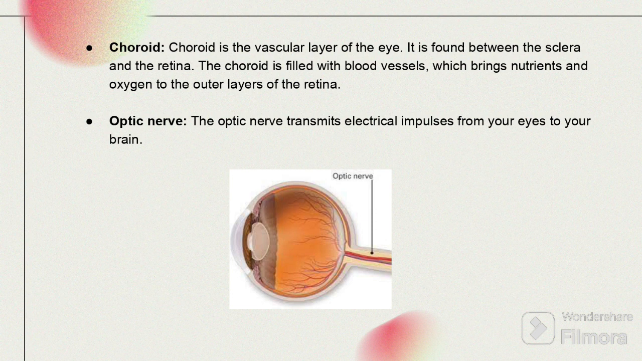Choroid. Choroid is the vascular layer of the eye. It is found between the sclera and the retina. The choroid is filled with blood vessels, which bring nutrients and oxygen to the outer layers of the retina. Optic nerve. The optic nerve transmits electrical impulses from your eyes to your brain.